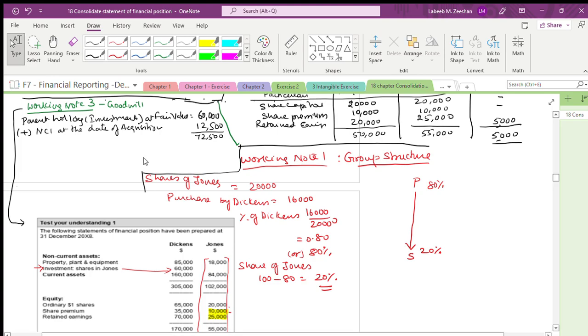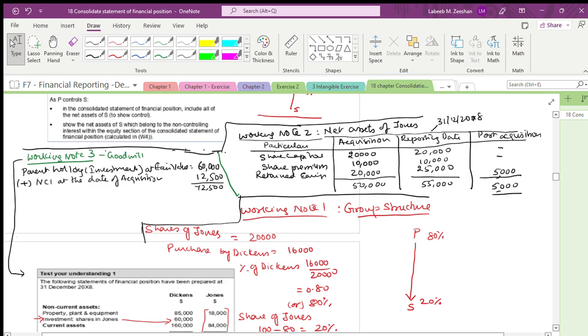We have to take into account what is there. You have done the acquisition. Fair value of net assets at acquisition, working note 2. Very structured. Minus the fair value of net assets at acquisition.